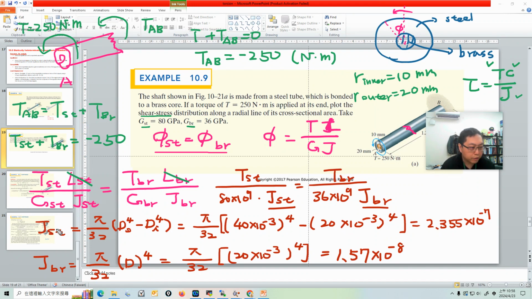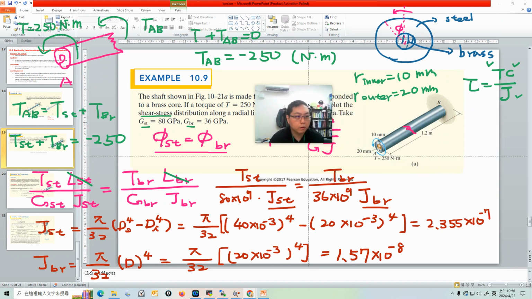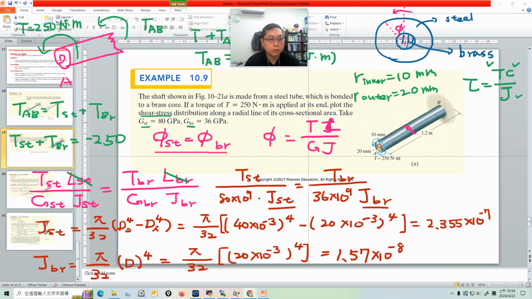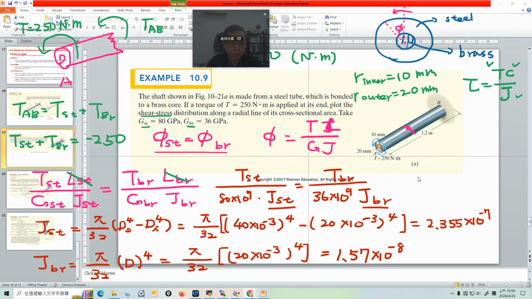Okay, so if you have JST and JBR, you can put JST and JBR in this equation. Looks like I don't have any space here, so where should we put it? Maybe I put this here. JST is 2.355 times 10 to the power minus 7, so maybe I write it small.